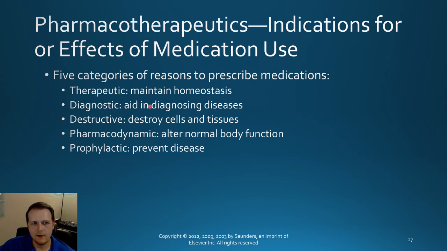Could be diagnostic, so I can use it in the aiding of diagnosing a disease. So as an example, I could use allergen skin testing to see if a patient has an allergy to, say, pet dander, right? There's destructive effects where I can actually go and destroy cells and tissues, and I will tell you most of the time we don't like to destroy our patient's cells and tissues, but this may be really useful in cases of cancer, right? Destroy cancer cells or destroy bacterial cells that are infecting the body, okay? Sometimes we're doing it for pharmacodynamic purposes where we can alter the normal body function. Say, for instance, a patient is hypothyroid, we can give them a thyroid replacement to kind of restore the normal body function. And then prophylactic, meaning we're trying to prevent a disease from occurring in the first place.